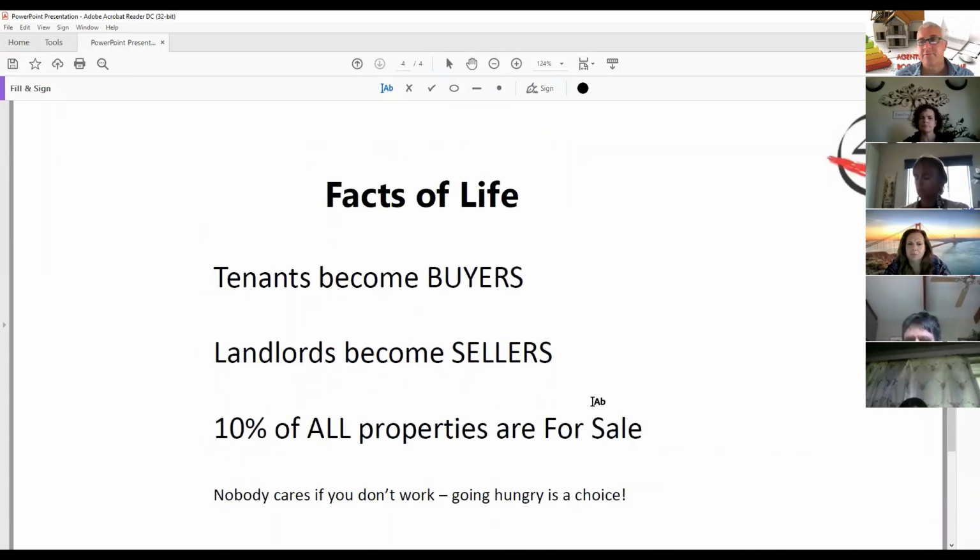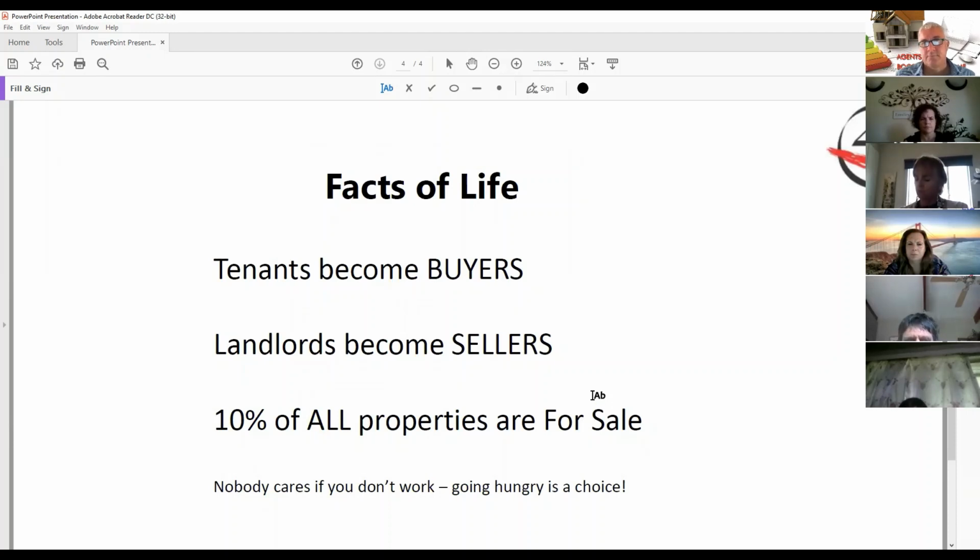So here are the facts of life for you. Okay. So the first fact is that tenants become buyers. So if you're a rental agent and you want to boost your income, keep in touch with your tenants. You've got to love your tenants. Okay. You've got to talk to them often.